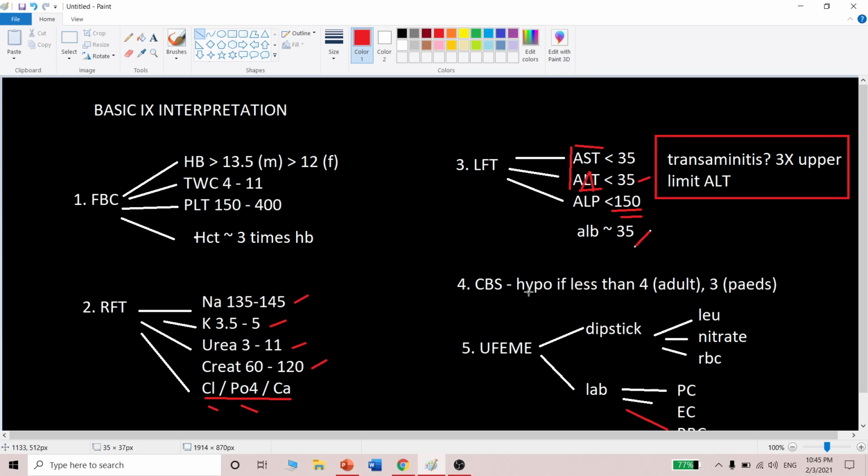Alright, next one is your CBS, our famous capillary blood sugar. Usually it is like this, in general. Less than 4 is usually considered hypo in adults. For pediatrics, usually we take less than 3.